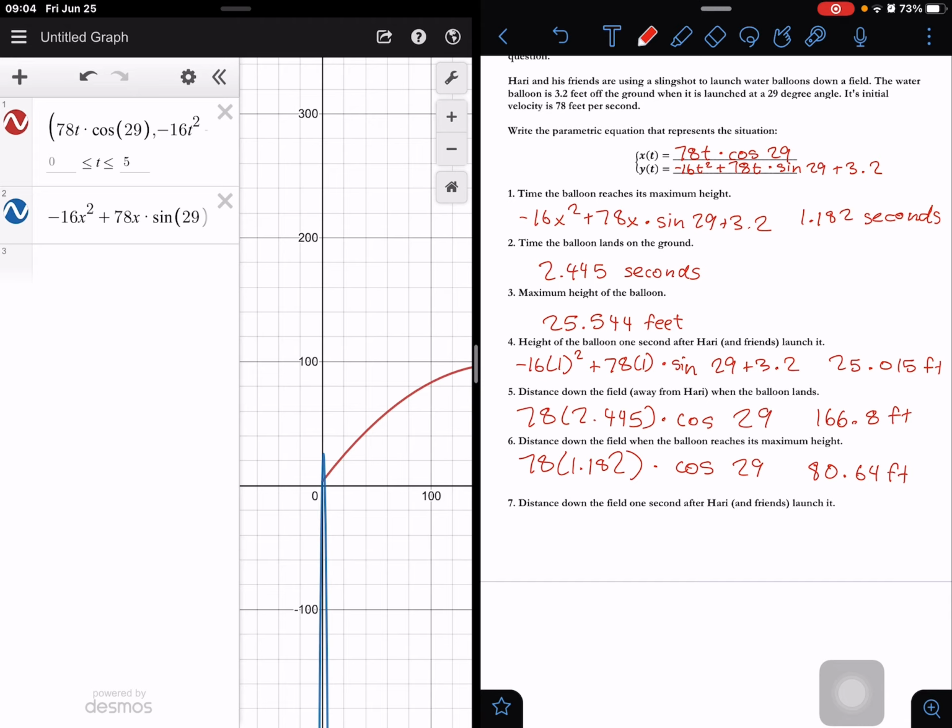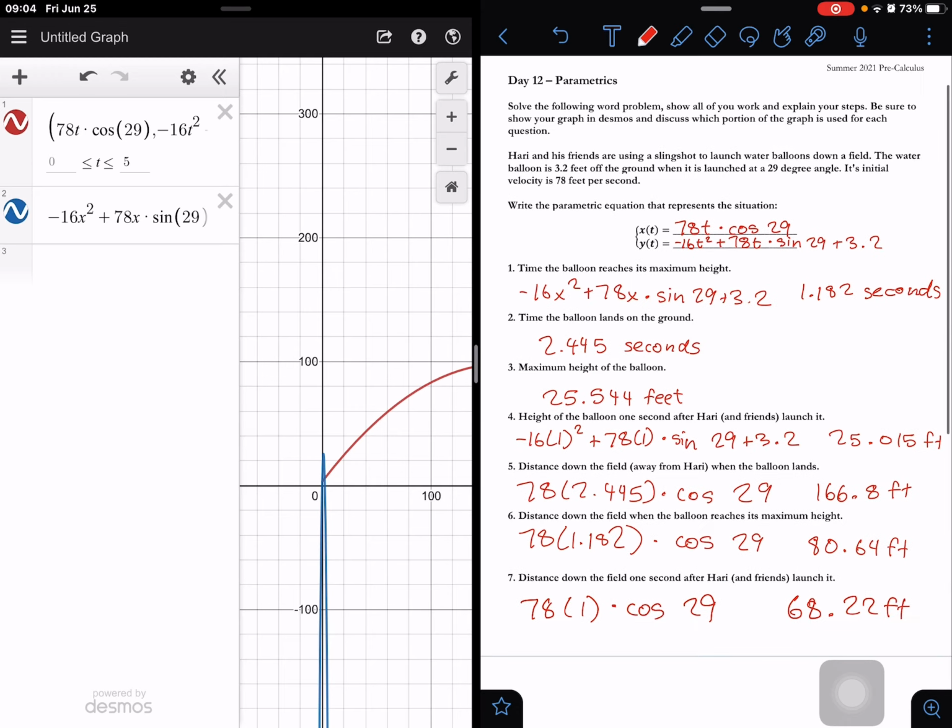And the distance down the field 1 second after Javi and his friends launch it. For this one, we just plug 1 into the x equation. This would be 78 times 1 times cosine of 29, which gives you a value of 68.22. And there we are, done.